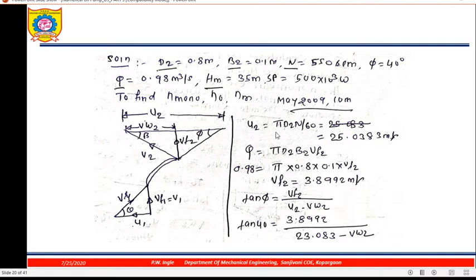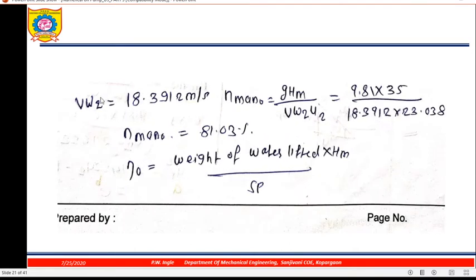So U2 is pi D2 N by 60. Now Q is pi D2 B2 Vf2. You will get the value of Vf2. What is tan phi? It is Vf2 upon U2 minus Vw2. So you will get the value of Vw2. Okay. We want to calculate manometric efficiency. So it is g into H manometric upon Vw2 U2. Just put the value, you will get manometric efficiency. Now it is overall efficiency.